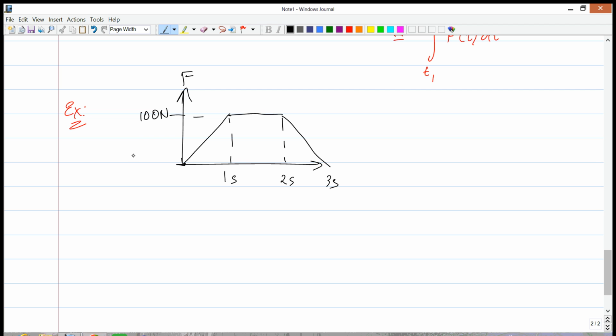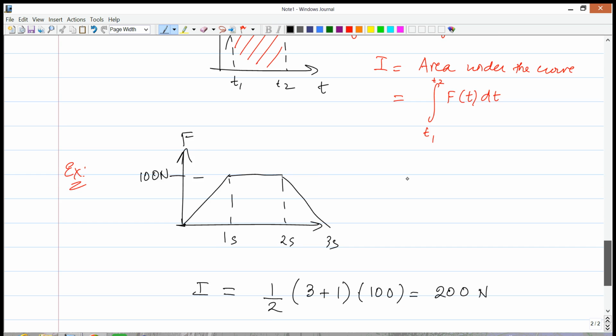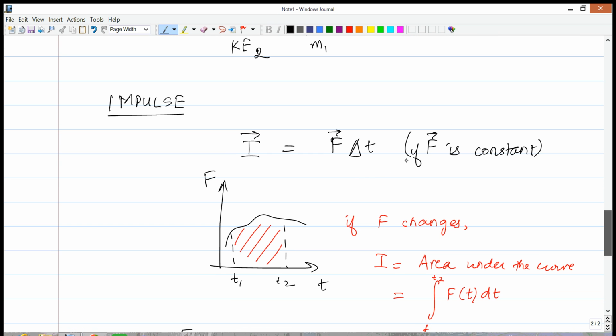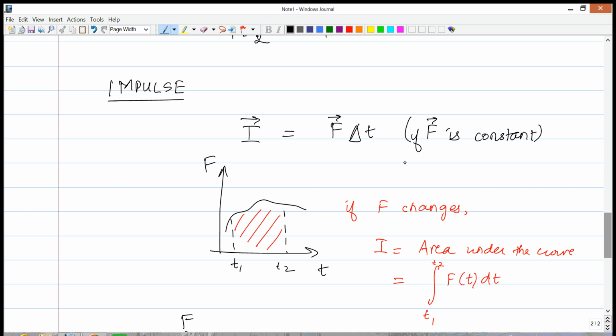Now to do this, all you will do is you will find the area under the curve. So the area for a trapezoid is equal to half times the sum of the two parallel sides, so 3 plus 1, multiplied by the height, which happens to be 100. If you do it correctly, you will end up getting 200 newton-seconds. So this is how you can calculate the impulse. Now if the force is given and if the time is also given, then calculating the impulse is very simple by using the F delta t equation.